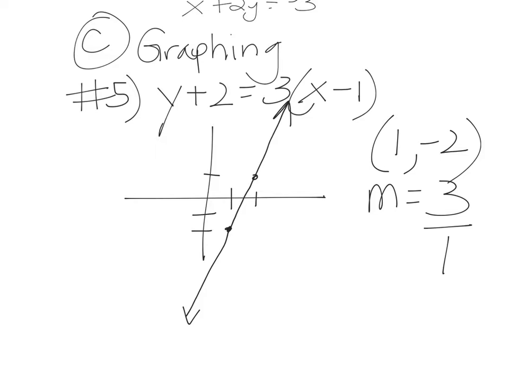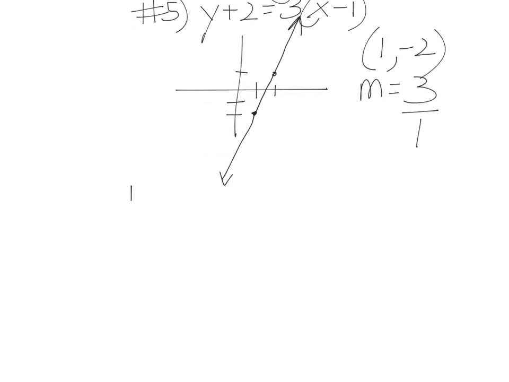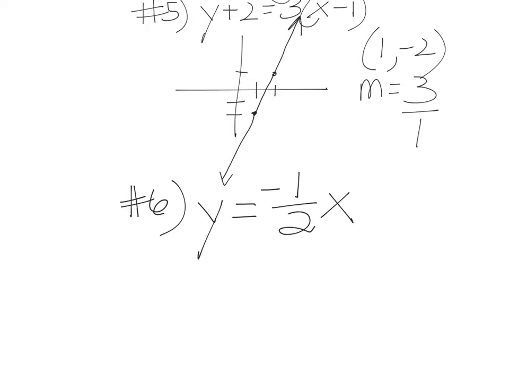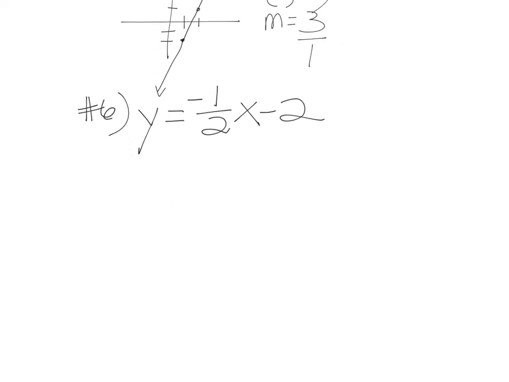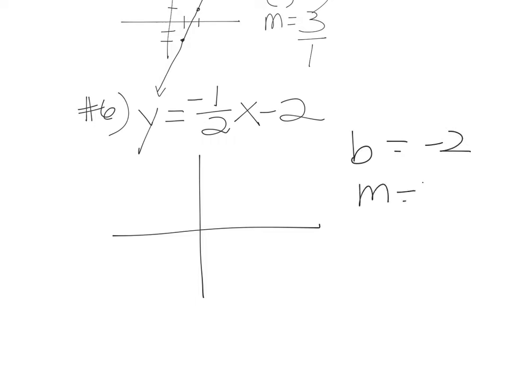7 minutes. Okay. Number 6. Now I'm going to give you a different form to graph. And this one everyone kind of prefers, I think. Most people prefer to graph when it's y equals negative 1/2 x minus 2 in slope-intercept form. So you go ahead and you graph the y-intercept first, and the y-intercept is negative 2, and the slope is negative 1/2.